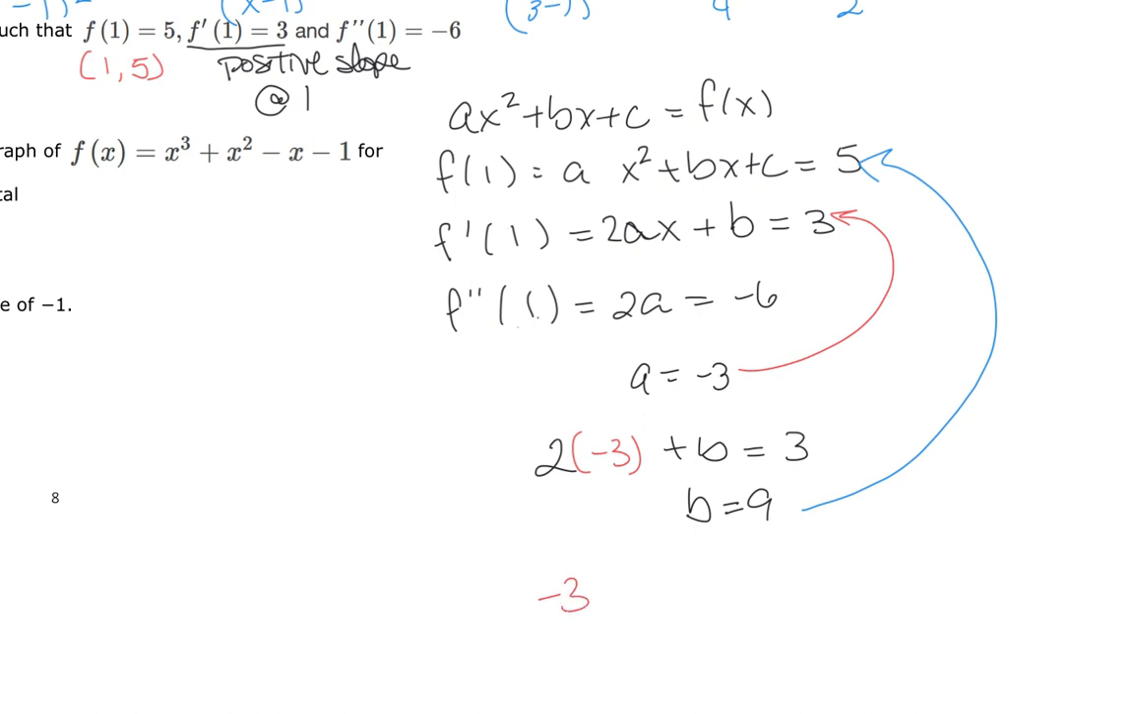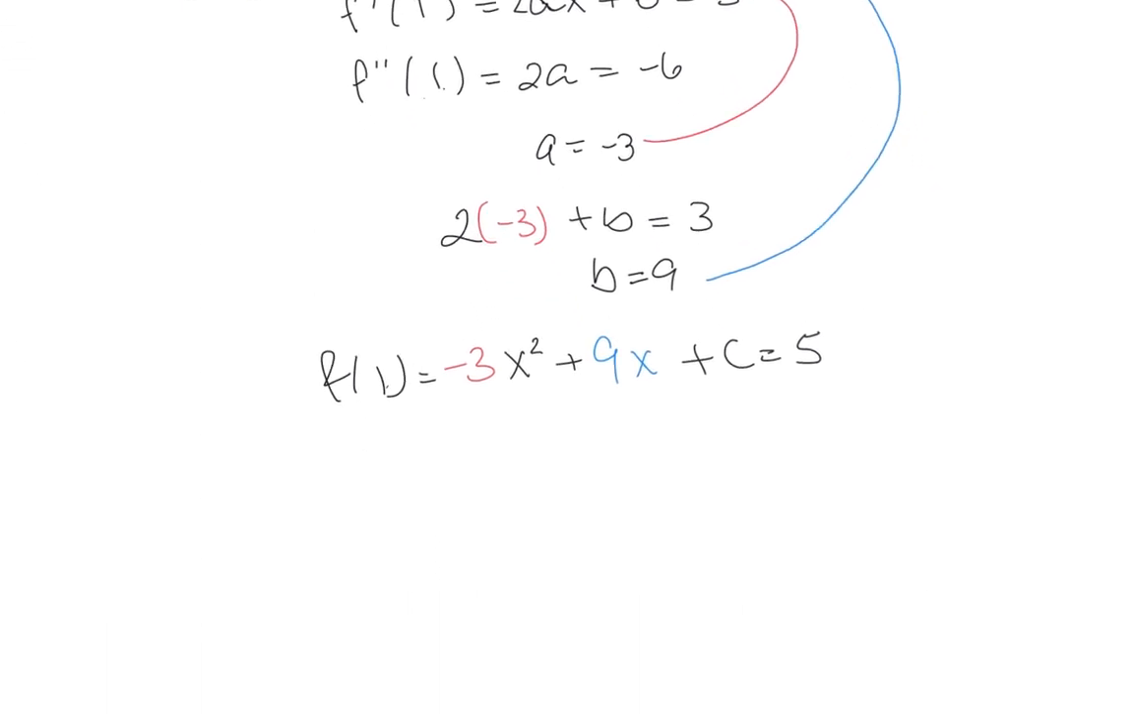multiplied by x squared, plus b, which is 9, x, plus c has to equal 5. Now this is f of x, but because f of x has to equal 5 when we have 1, then really what we have is negative 3 multiplied by 1 squared, 9 multiplied by 1, and this is going to give me my c value.